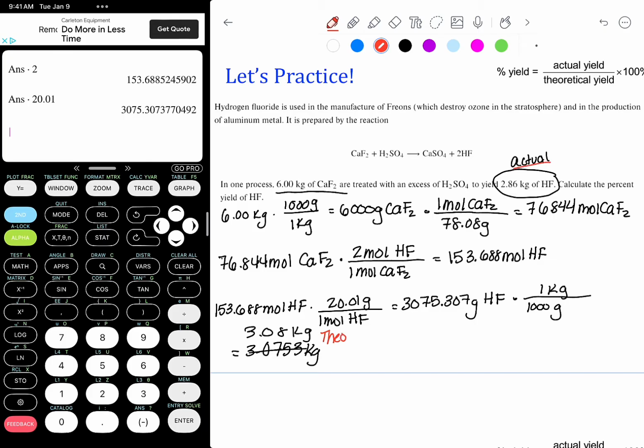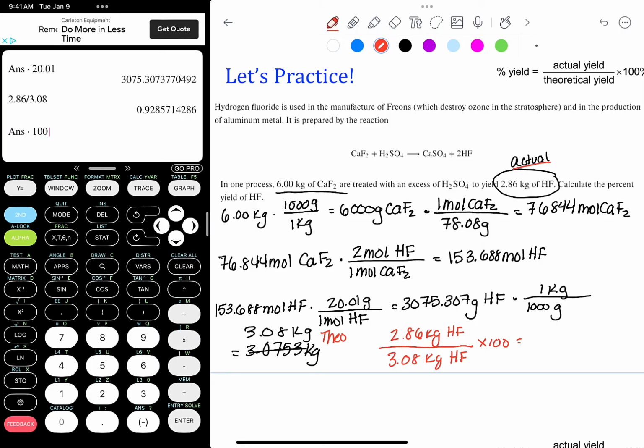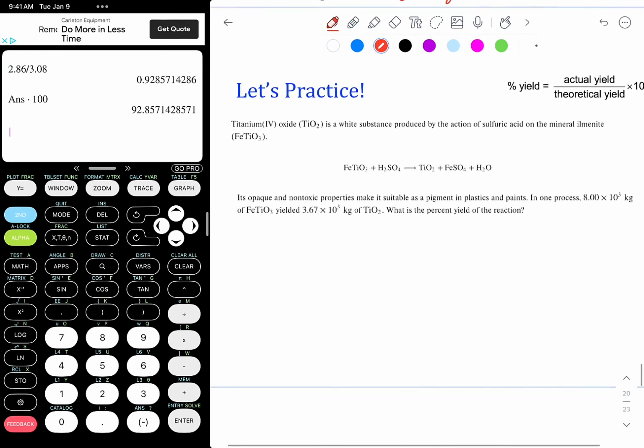Here's our actual yield. We'll just take those two values and compare them. So we take the 2.86 kilograms of HF and divide it by the theoretical 3.08 kilograms and multiply by 100. We get a yield of 92.9%. There we go. Okay, on to another one.